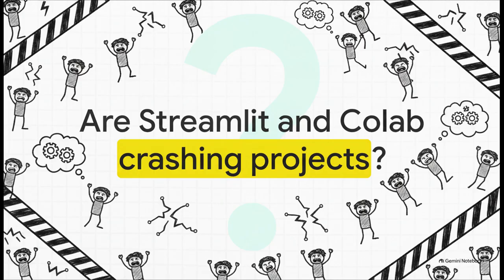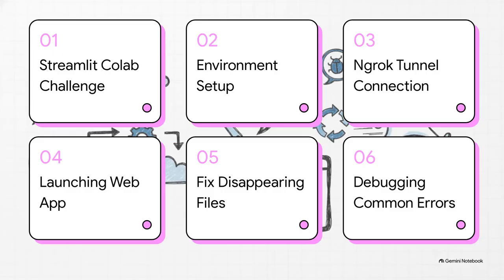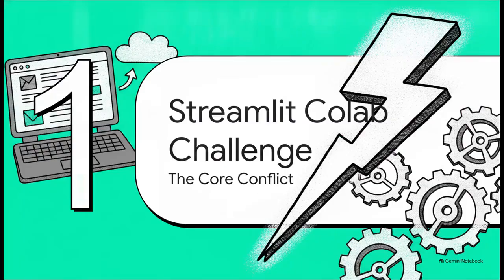But hey, don't worry, by the end of this explainer, we're going to clear all of that up for good. Today, we're giving you a foolproof, golden path to get your web apps running flawlessly. We're going to quickly cover the core challenge, the essential setup, how to connect the ngrok tunnel, actually launching your app, fixing that dreaded disappearing files issue, and we'll wrap up with a master troubleshooting clinic for those common errors. Let's dive right in. Section 1.